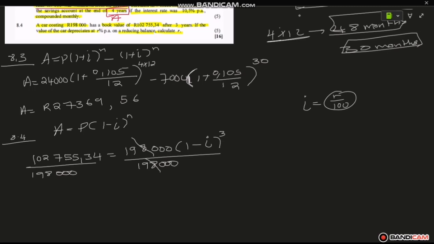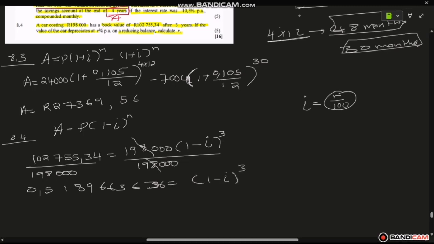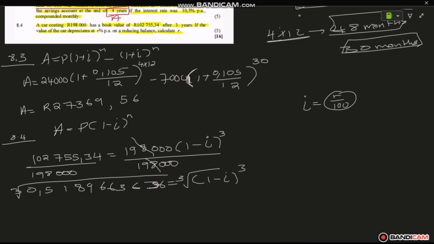Remember, you do not round off before the last step of your answer. Okay, so I got 0.51896636636 equals 1 minus interest rate to the power of 3. Then we put a cube root on both sides to remove that exponent 3 on the right. What you do on the left, you also do on the right. You have been taught that in grade 10.